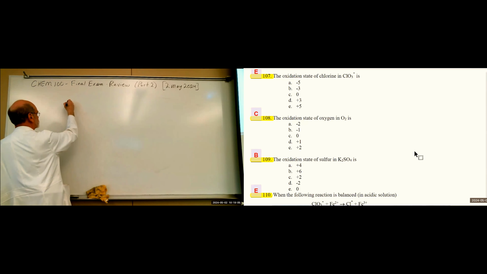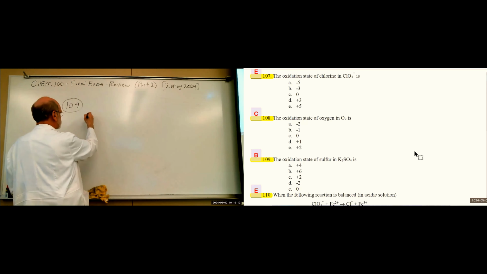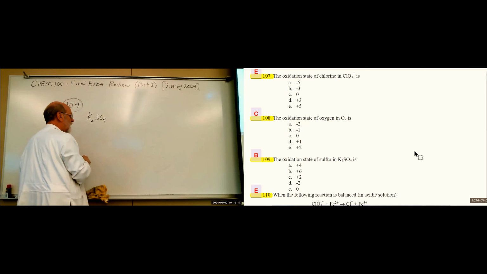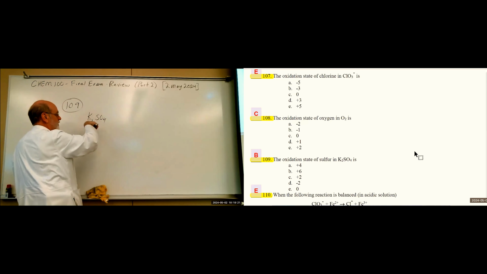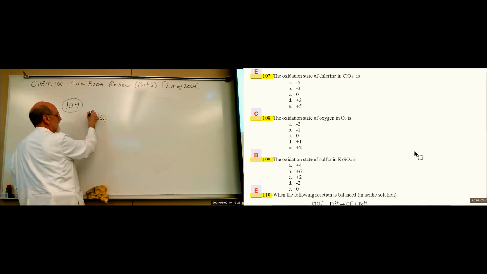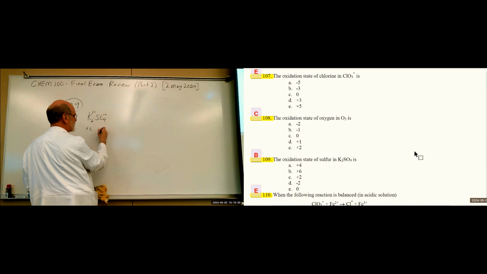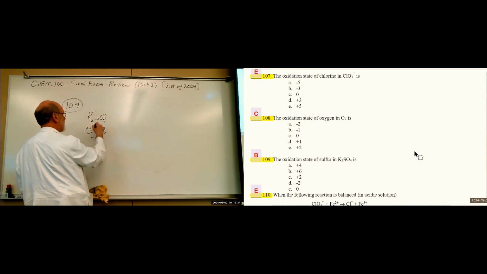109. Sulfur in potassium sulfate. So you got two possibilities here. You take the whole compound. You know that potassium is an alkali metal with a +1. That means +2 total. Oxygen is a -2 with -8 total. So combined, that's a -6. That means sulfur has to be a +6.